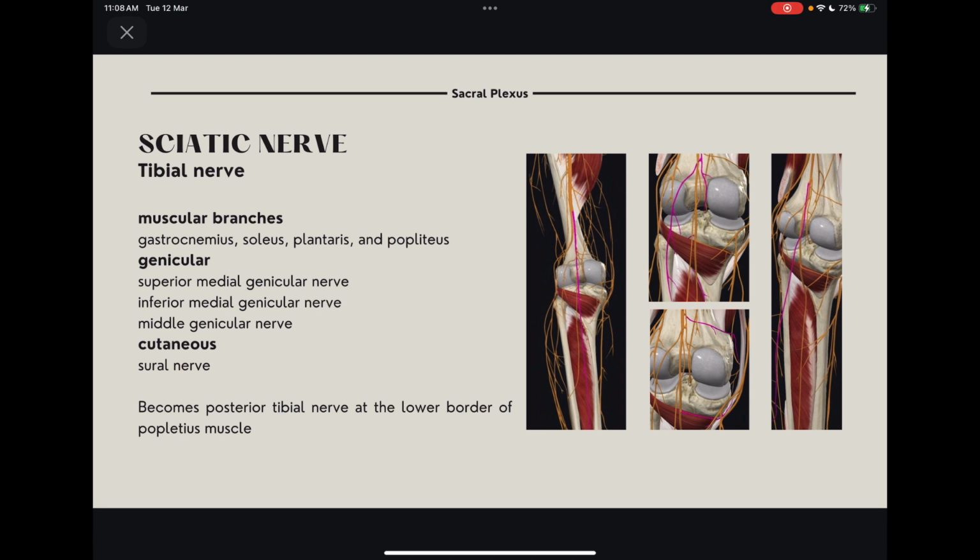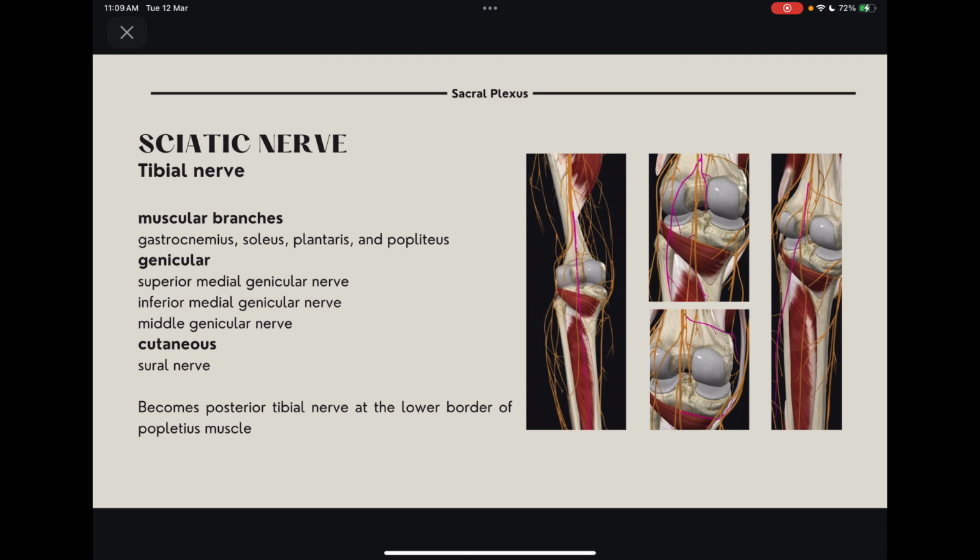Tibial will continue straight and posteriorly and will terminate at the lower border of the popliteus muscle to become the posterior tibial nerve. Before it terminates, it gives muscular branches to gastrocnemius, soleus, plantaris, popliteus, and genicular branches, which are the superior and inferior medial genicular nerve, the middle genicular nerve, and it also gives a cutaneous supply, which is the sural nerve.